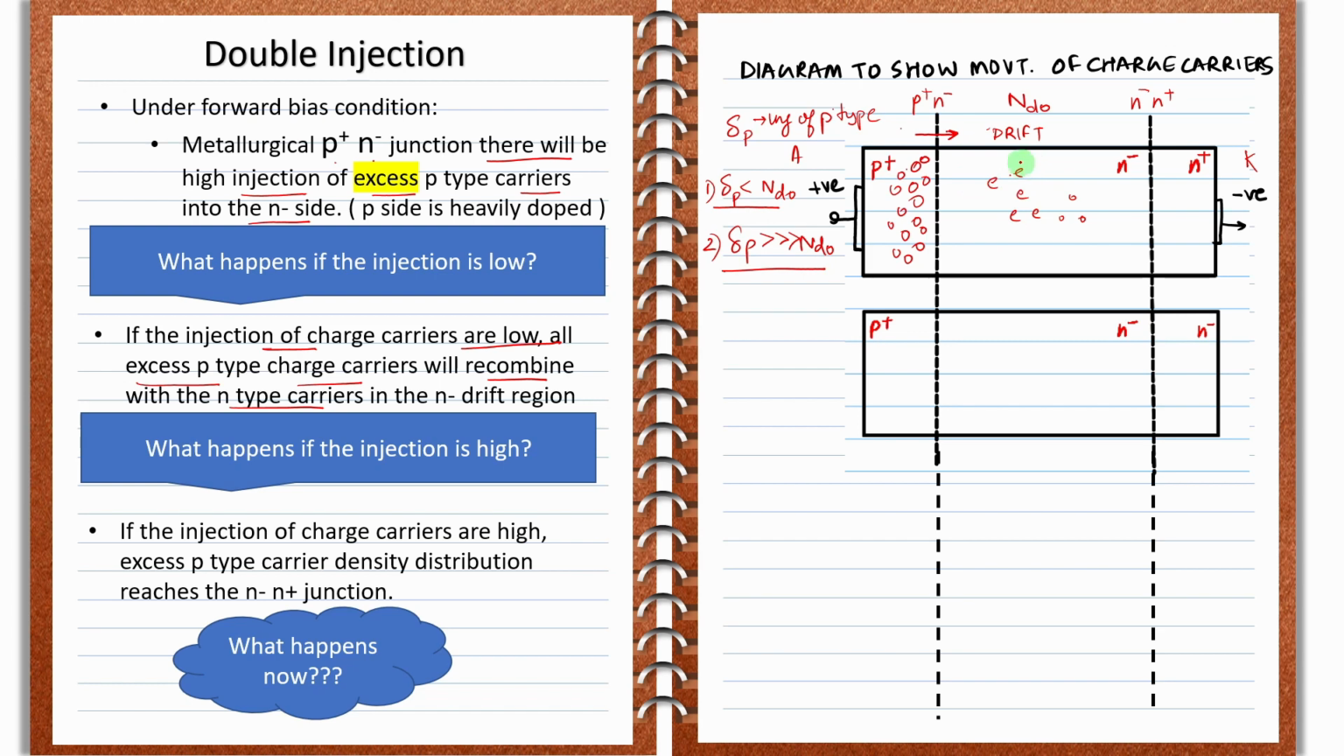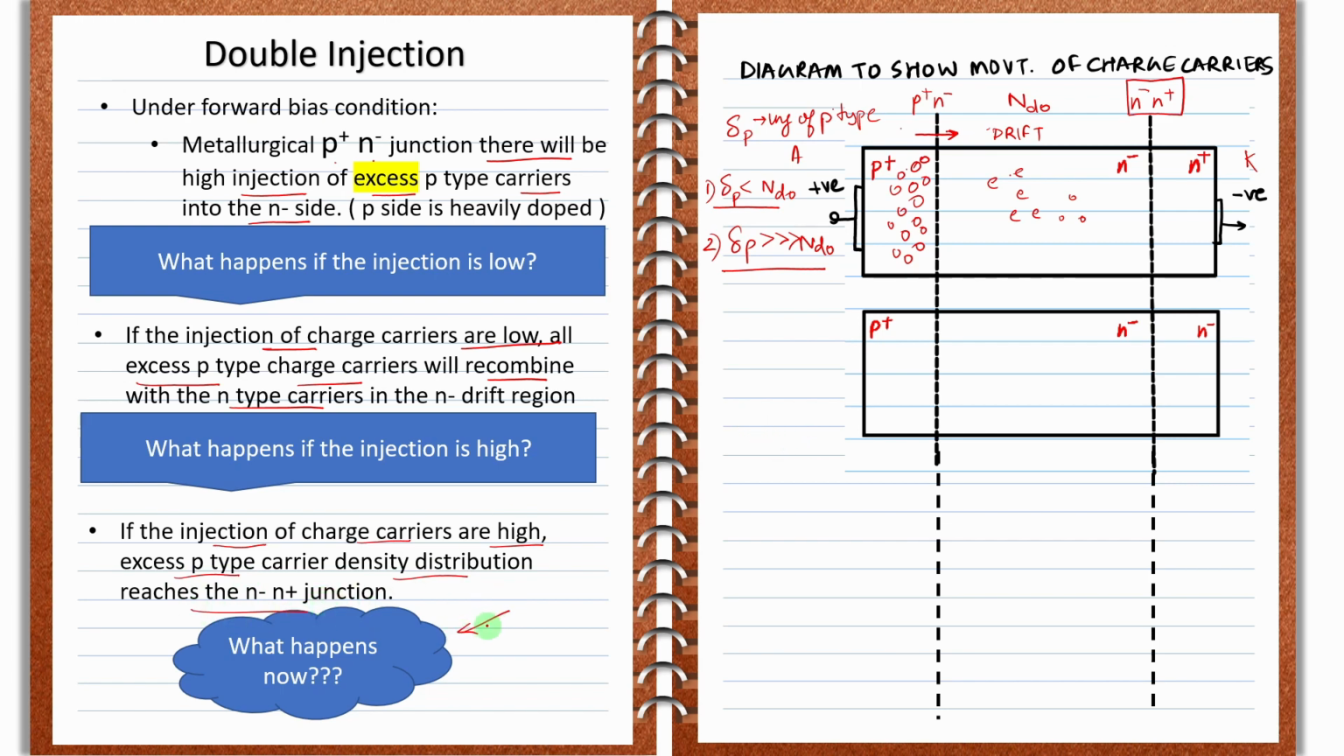So there will be some recombinations, but all of these holes will not be recombined. Most of the holes will pass through this drift region and reach the n minus region. They will reach the next metallurgical junction, which is n minus n plus. So it starts in the p plus, moves across the p plus n minus junction, and finally comes to the n minus n plus junction. So if the injection of charge carriers is high, which is our case, the excess p-type charge carrier distribution reaches the n minus n plus junction.